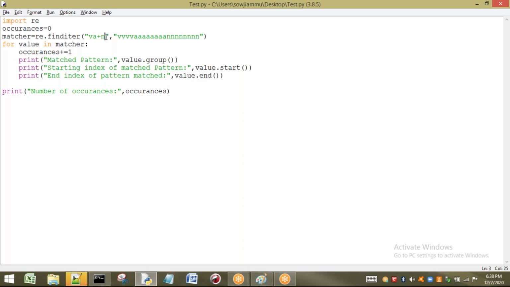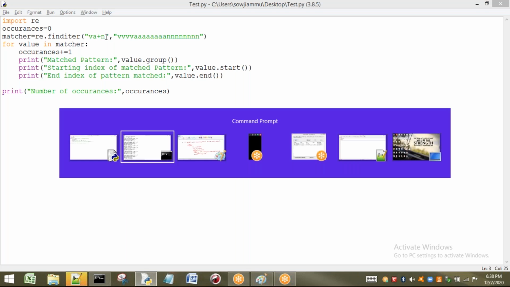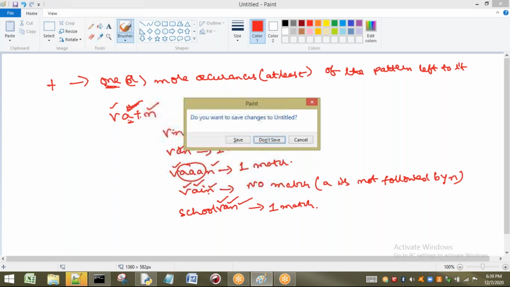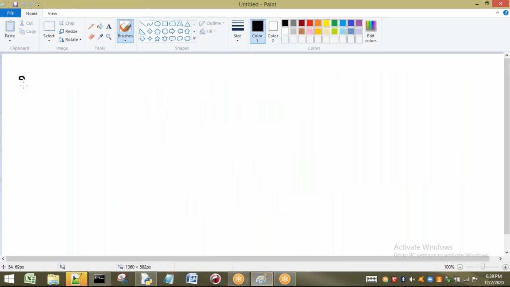Okay, next let us see the next operator, the next metacharacter, that is nothing but the question mark. So what is the use of this metacharacter? Observe carefully, it is going to match zero or one occurrence. The meaning is what? At least zero, at most one.